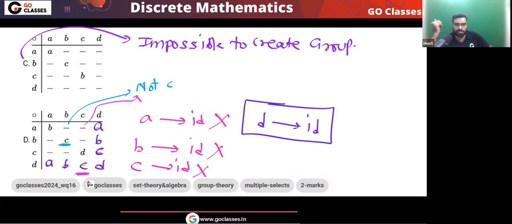Again, can you notice? I cannot fill these entries. Here also I cannot put C because of this, and here also I cannot put C because of this. So again, this is impossible. Agree? Is this point clear?